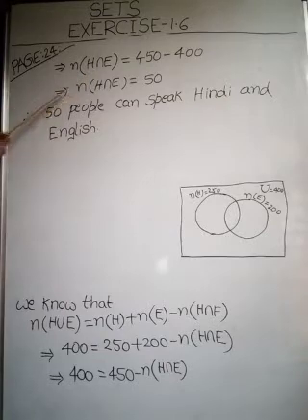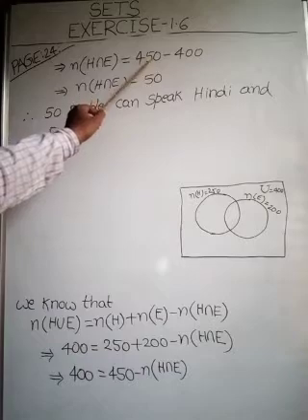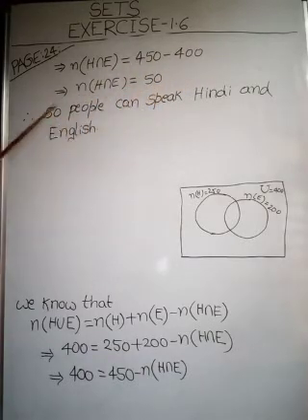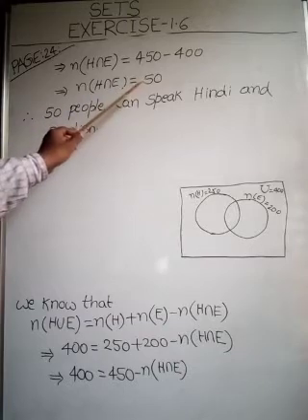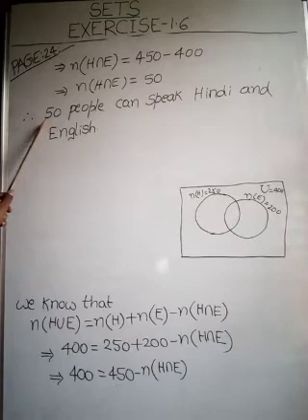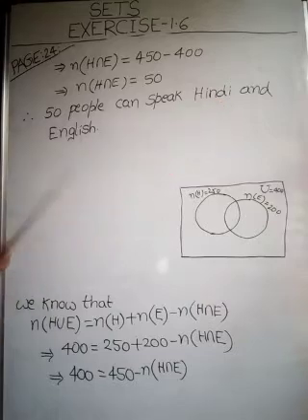Right. This implies N of H intersection E is equal to, what will you get here? 450 minus 400? 50. So, how many people can speak Hindi and English? 50. So, finally, I wrote the sentence form. Therefore, 50 people can speak Hindi and English. They can speak both languages, Hindi and English.